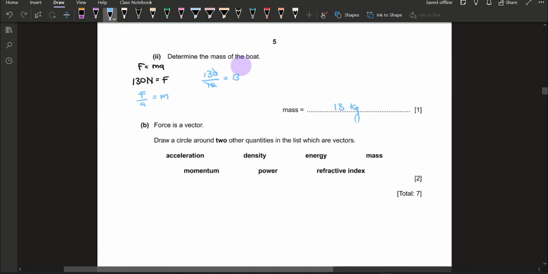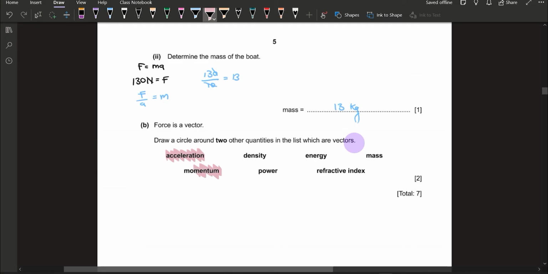Part B says force is a vector. Circle around 2 other quantities in the list which are vectors. So acceleration we know is a vector. Density is not a vector, it's a scalar quantity. Energy is not a vector because energy equals power into time. And mass is not a vector.